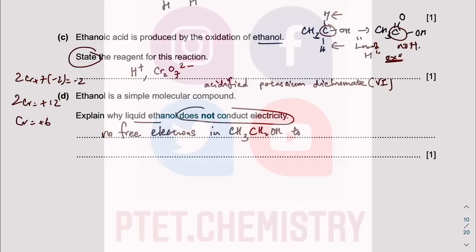CH2OH to conduct electricity. So basically, all the electrons on the carbon are localized because this carbon forms 4 bonds. 1 to 3 hydrogen and 4 to the carbon. This carbon also forms 4 bonds. 1 to 3 to the other carbon, 4 to the oxygen. Okay, so all the electrons are not delocalized at all.